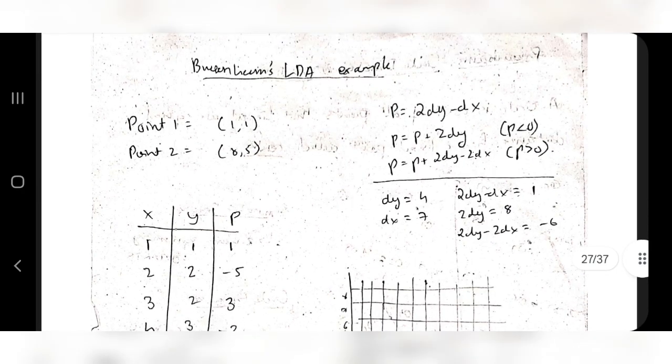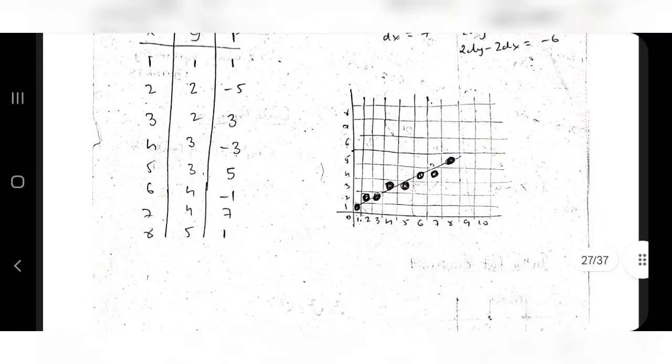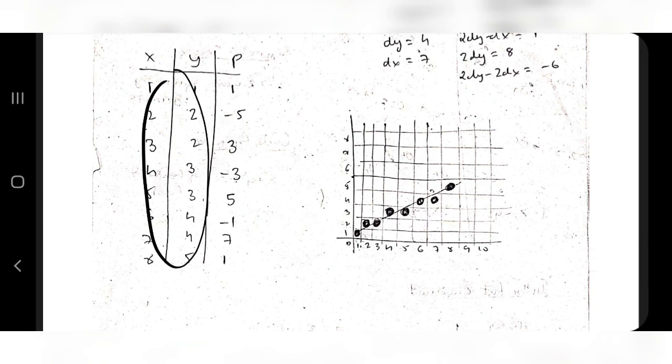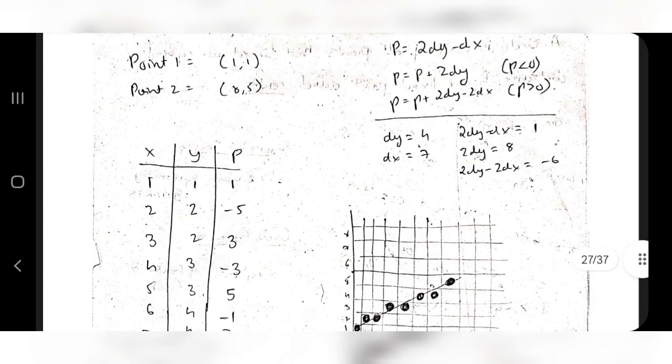Okay, so 8,5 is the point till which we had to reach. And the values you get here for pixels, that you have to plot in the graph. That's all you have to do in the Bresenham's line example.